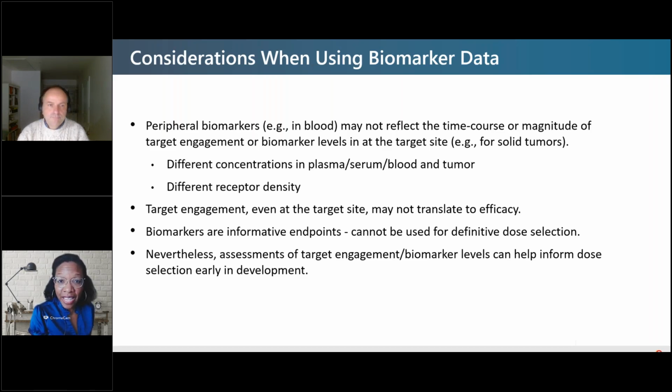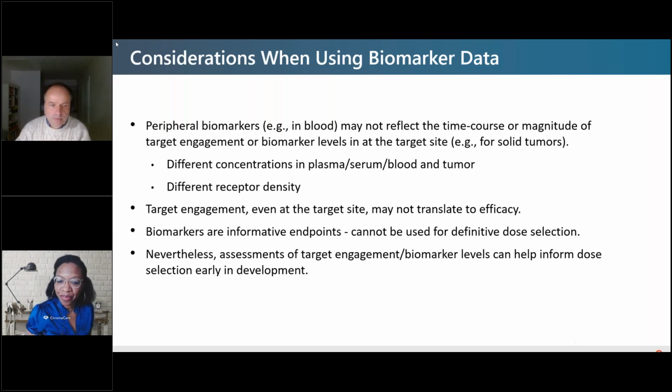Furthermore, target engagement, even at the target site, does not necessarily translate to efficacy. And to reiterate what Julie said, biomarkers cannot be used for definitive dose selection, as they are only informative endpoints. Nevertheless, as demonstrated in this case study, a carefully chosen biomarker can help inform dose selection early in development. I'll now hand over to Vincent.